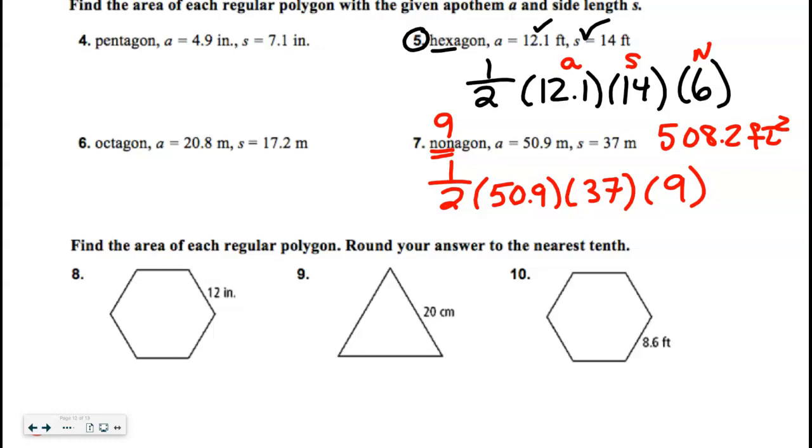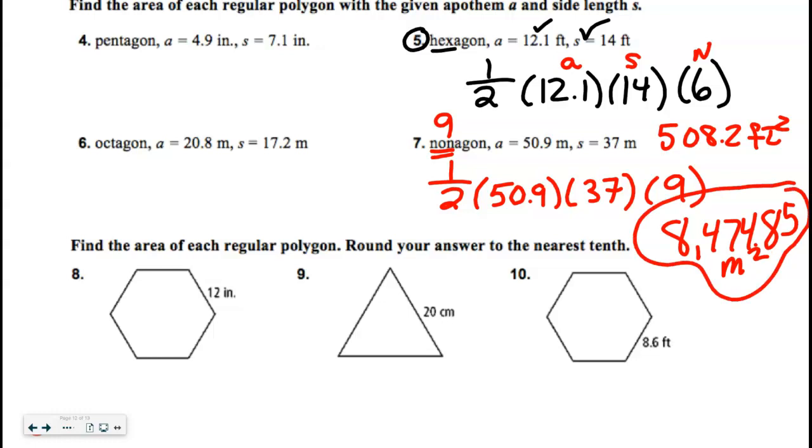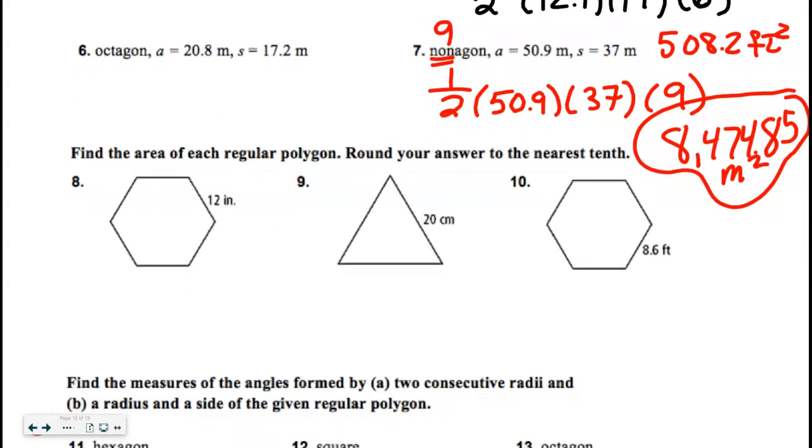And did you run it through? Yeah? Nope, not yet. Parker, you're fast. I'll take yours and then see if somebody can back you up on it. What'd you get? 8,475. Anyone else run it through there? Yep, Adam's nodding. 8.5, and that would be meters squared. Done. Okay? Now, there's a very important word on this one. Regular.